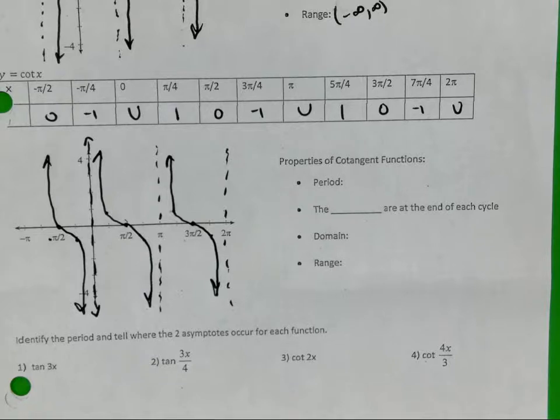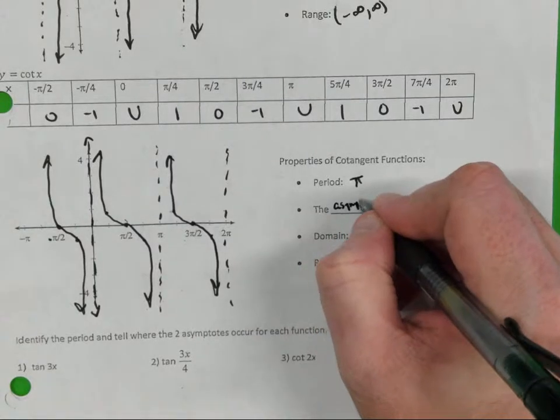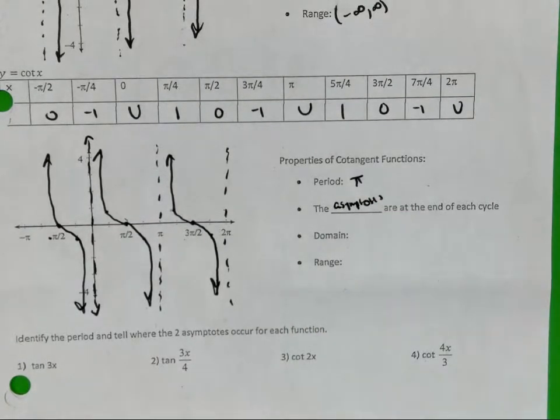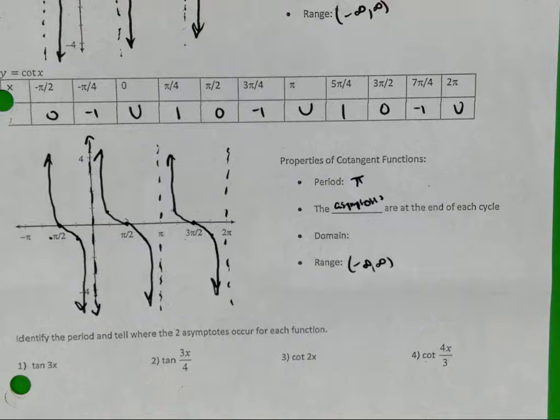The shape is just backwards, isn't it? Mm-hmm. Yep. The period is the same. It is pi. The asymptotes are at the end of each cycle. The range is all real numbers, just like tangent. But where's the asymptotes occurring now? In tangent, it was pi over 2. Where's it occurring on this one? At multiples of what? Pi.